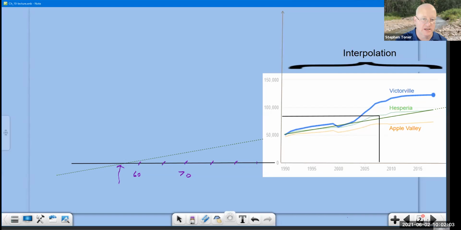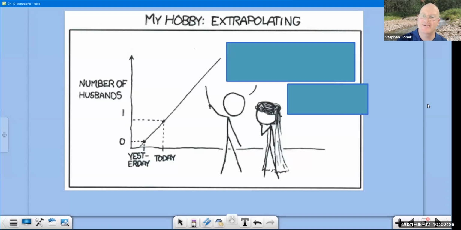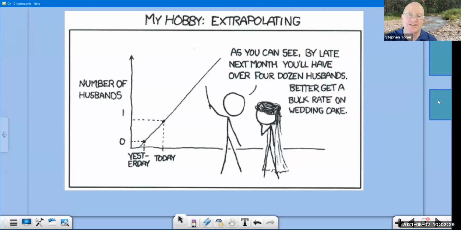Now, I've got a fun little comic over 4 dozen husbands. Okay, better get a bulk rate on wedding cake. I know that's kind of cheesy here, but the title of the comic strip says My Hobby Extrapolating. I think it's just kind of cool, and it just kind of re-emphasizes what I was talking about with you a moment ago.